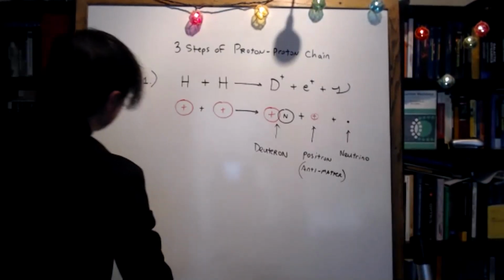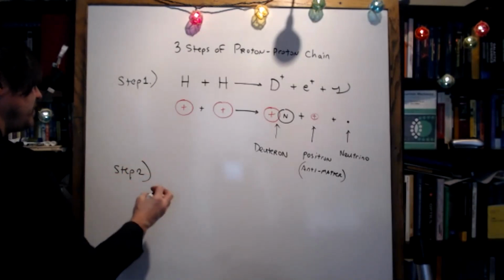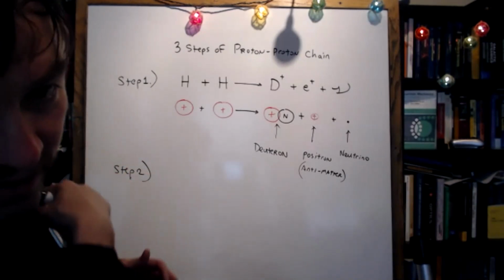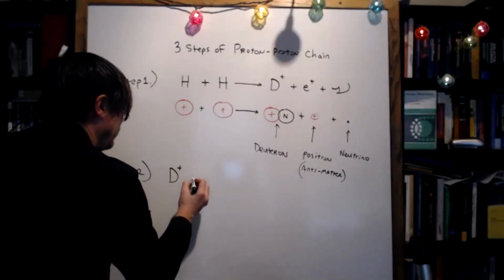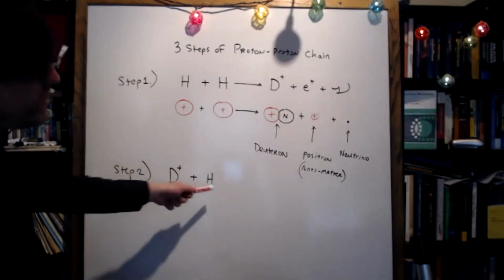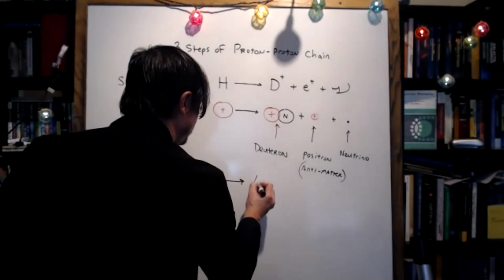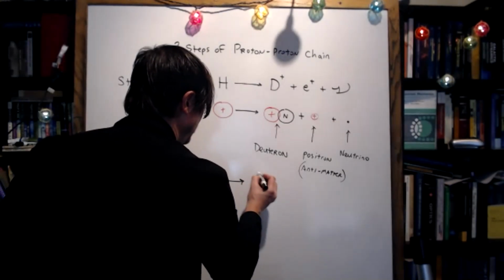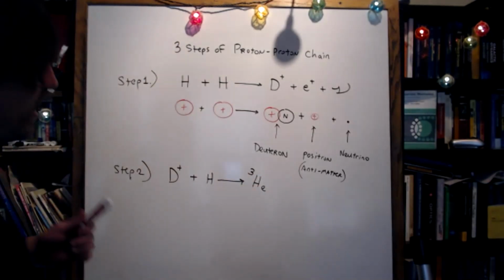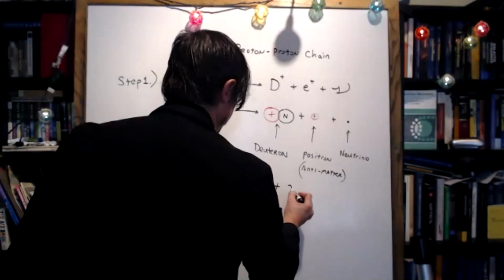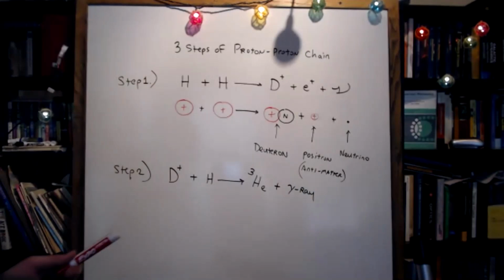Okay, the other 2 steps are not complicated. In step 2 of the proton-proton chain, your newly formed deuterium nucleus, your deuteron, is going to smash into another proton, a hydrogen nucleus. It's going to form an isotope called helium-3, and it's going to emit a single gamma ray. Let's draw that out as a picture.